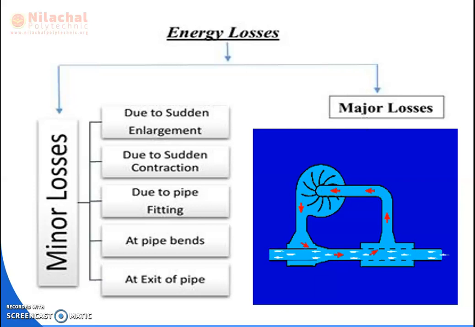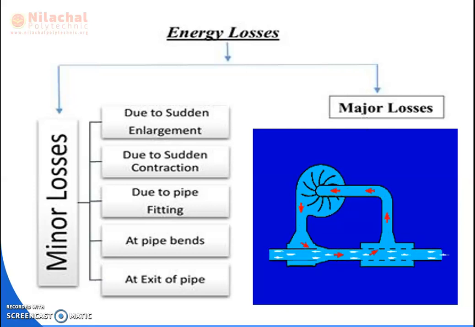Kinetic energy per unit weight is calculated as kinetic head. Pressure energy per unit weight is calculated as pressure head. So if a pressure energy loss takes place, we call it pressure head loss. If a kinetic energy loss takes place, we say loss in kinetic head. The total energy loss in the pipe can be divided into two types: one is minor loss, another is major loss. The major loss is due to friction and can be calculated by using two formulas: one is the Darcy-Weisbach formula, another is the Chezy formula.